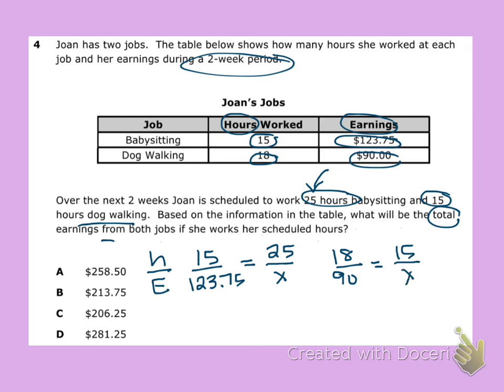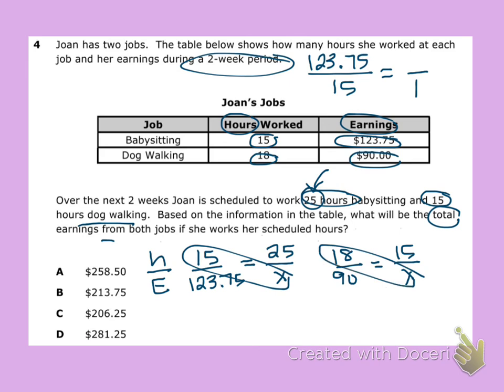Okay, you could also get a unit rate, and a unit rate would be saying, I make $123.75 per 15 hours. And then how much is that in 1 hour? And then you would multiply that by 25. Or you could just do your cross multiplications here. And this is going to give you what you need. And then you would add these 2 answers together.